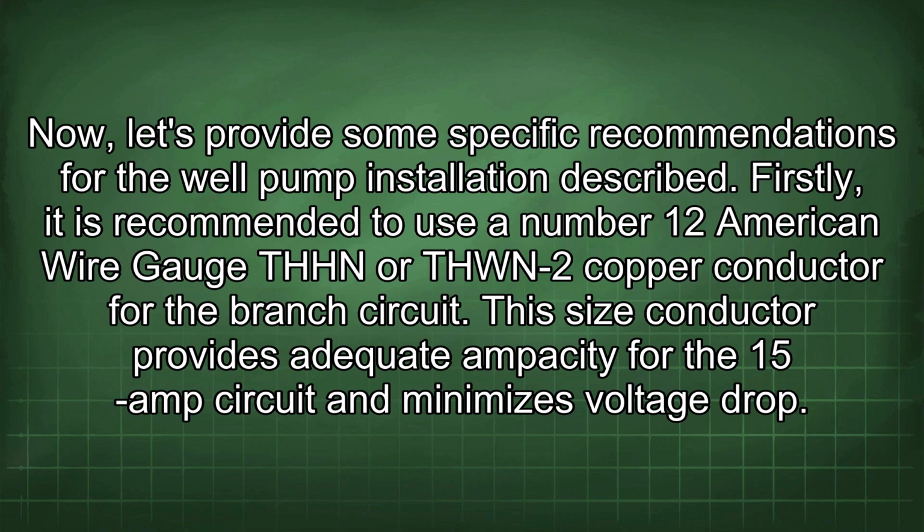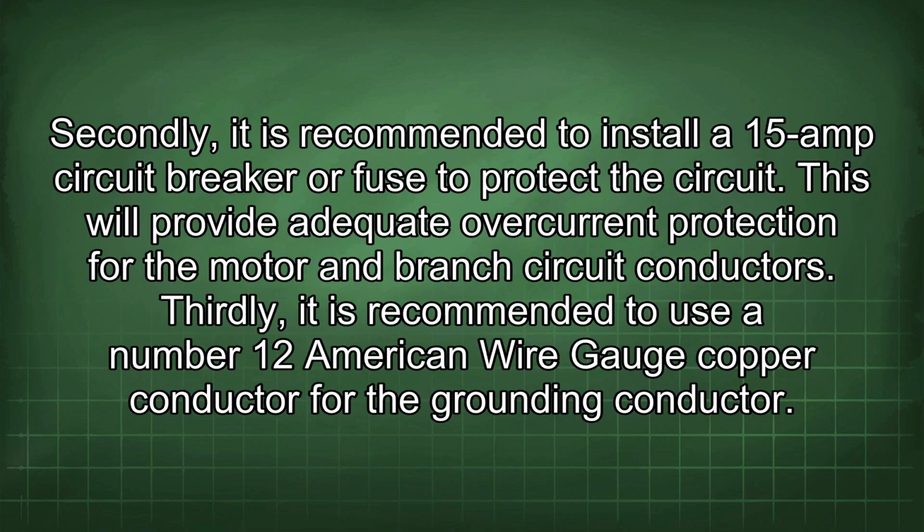Now let's provide some specific recommendations for the well pump installation described. Firstly, it is recommended to use a number 12 American wire gauge THHN or THWN-2 copper conductor for the branch circuit. This size conductor provides adequate ampacity for the 15 amp circuit and minimizes voltage drop. Secondly, it is recommended to install a 15 amp circuit breaker or fuse to protect the circuit. This will provide adequate overcurrent protection for the motor and branch circuit conductors.